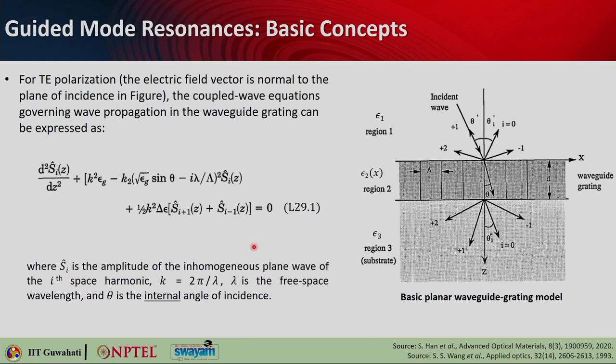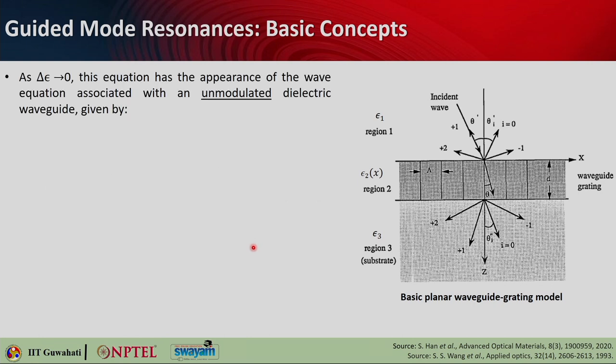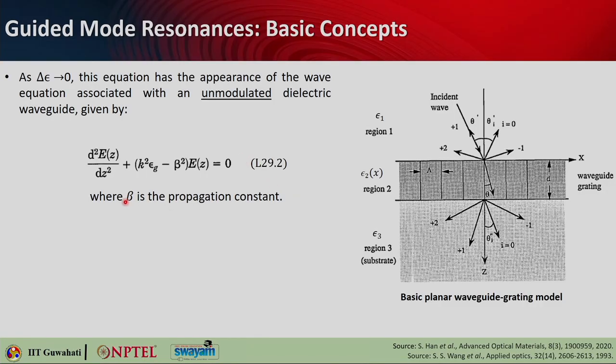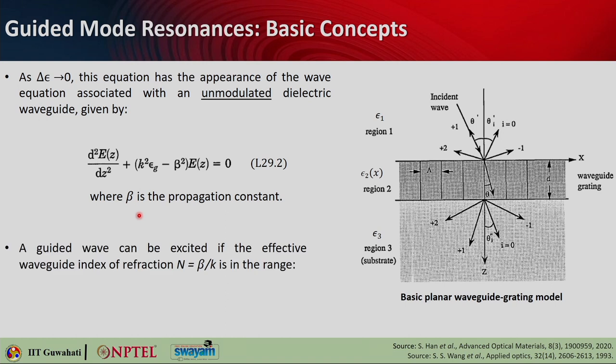So you start with the coupled mode equations, and when you put delta phi equals 0 in this equation, you actually make this an unmodulated dielectric waveguide. It simply becomes a normal waveguide. So in that case, the equation also simplifies, and it looks like a normal wave equation of this form, where beta is the propagation constant.